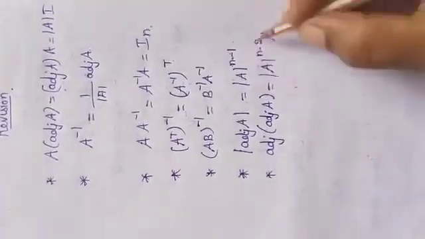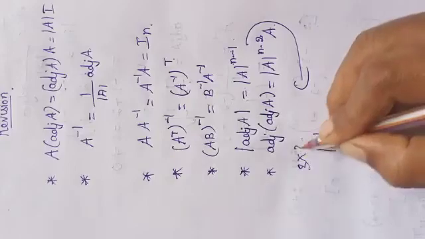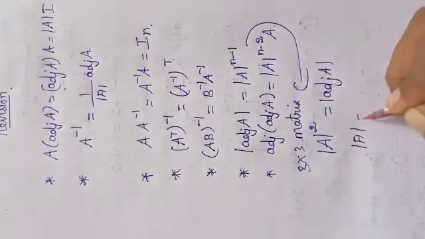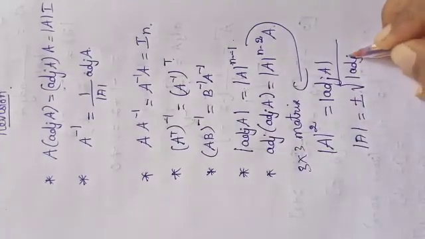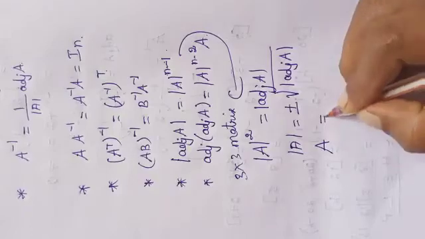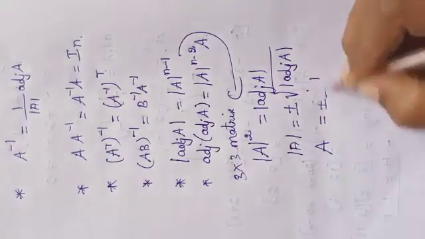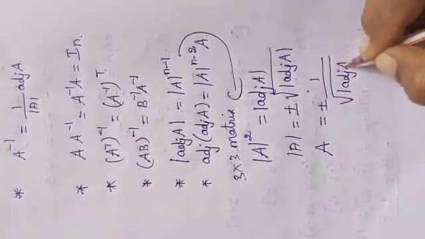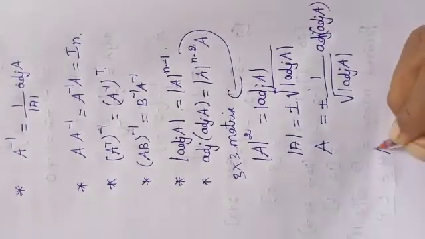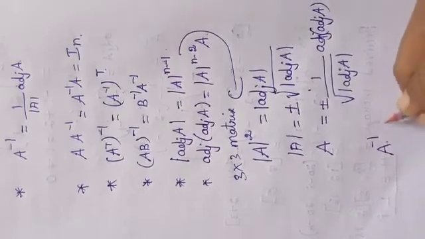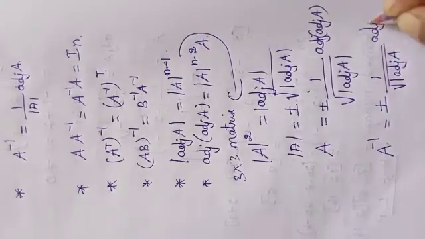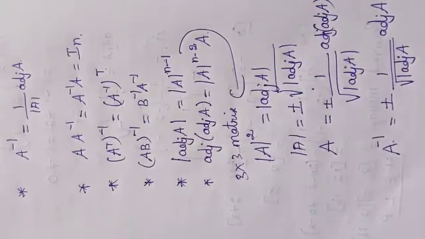From this we might have got it. See, for a 3 by 3 matrix, determinant A the whole square is equal to determinant adj A. So determinant A will be equal to plus or minus square root of determinant adj A. So when adj A is given, we are able to find matrix A. Matrix A will be equal to plus or minus 1 by square root of determinant adj A into adj of adj A. At the same time, when adj A is given, A inverse is equal to plus or minus 1 by root of determinant adj A into adj A. All these things we learned in this first exercise.